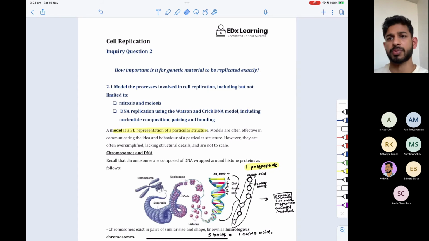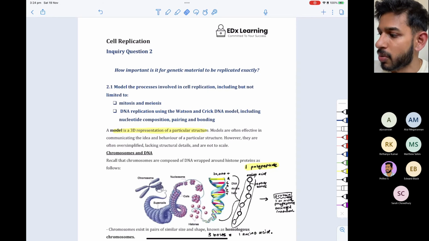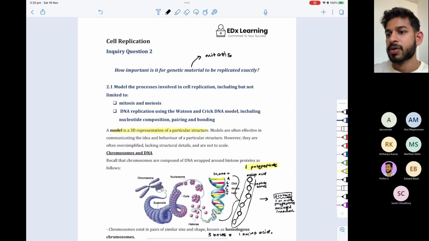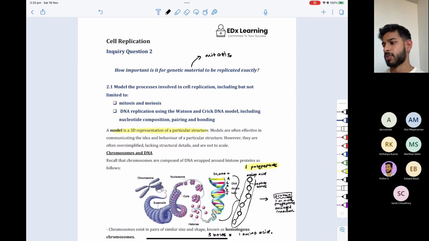I want us all to contribute a little piece to this huge inquiry question, which has a pretty big answer. So we've said we need it to be replicated exactly for mitosis. That's all. What else can you tell me? How important is it on your end, do you think, for genetic material to be replicated exactly?